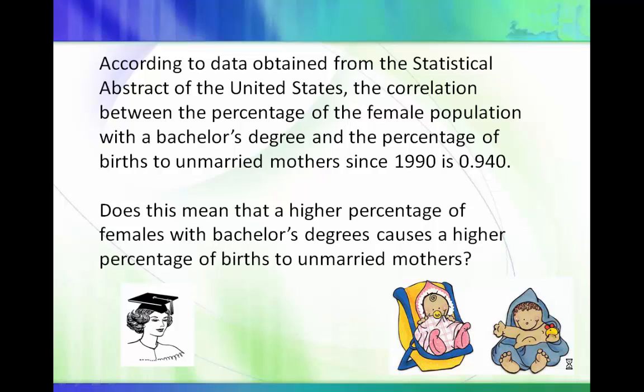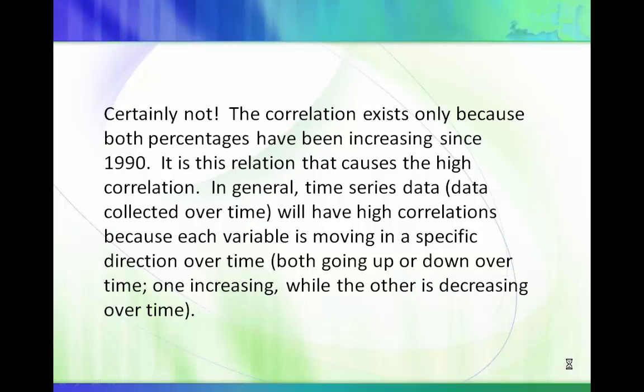Does this mean that a higher percentage of females with bachelor's degrees causes a higher percentage of births to unmarried mothers? Certainly not. The correlation exists only because both percentages have been increasing since 1990. It is this relation that causes the high correlation.